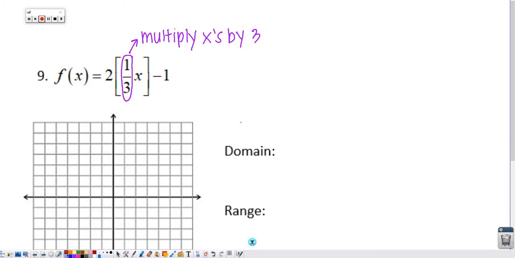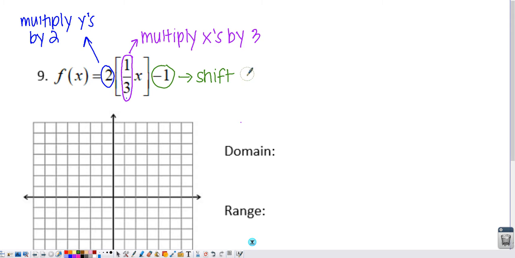And this one is to multiply y by 2. And this part right here means to shift the whole function down. So shift down one. Okay? So what we usually have is it looks like this.